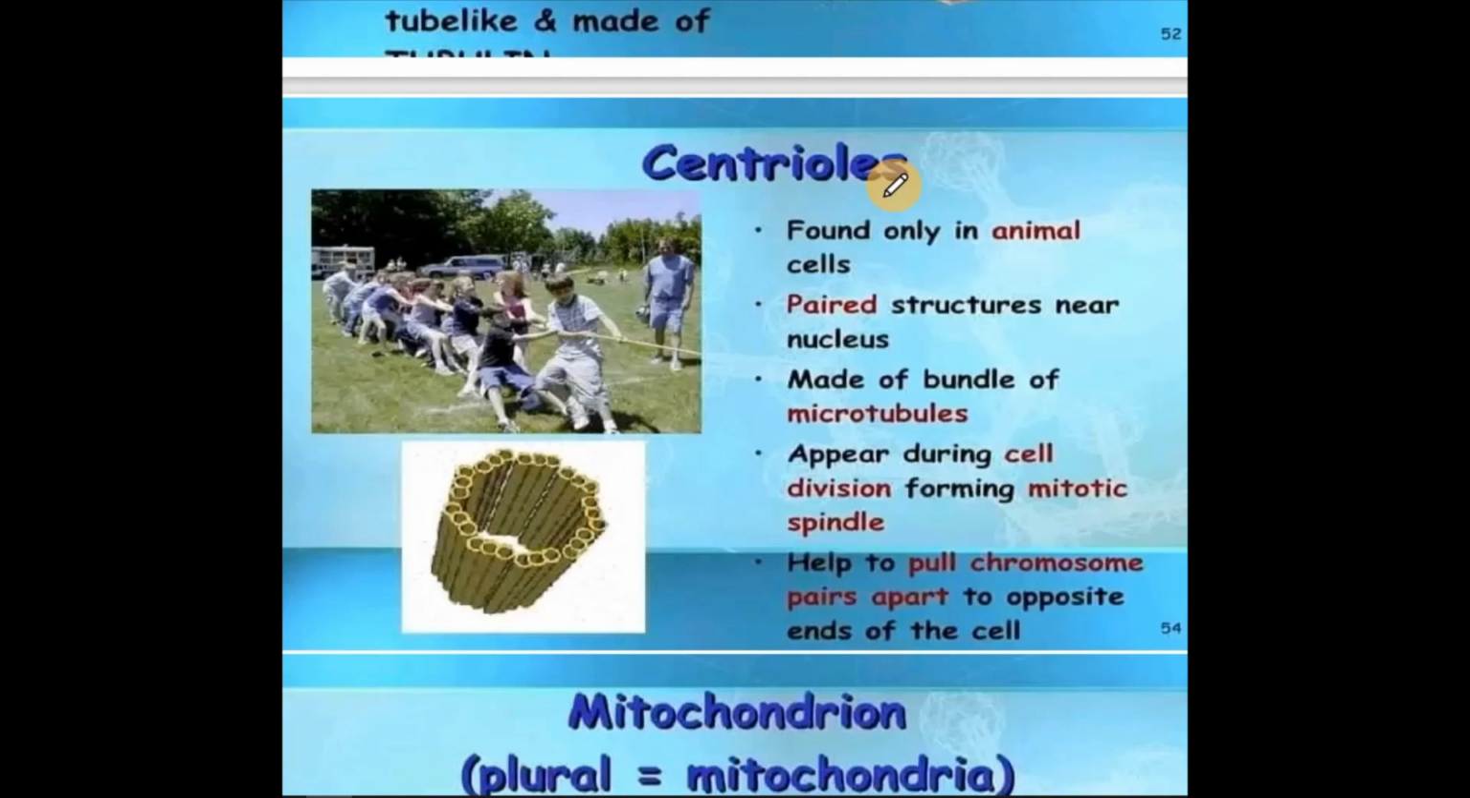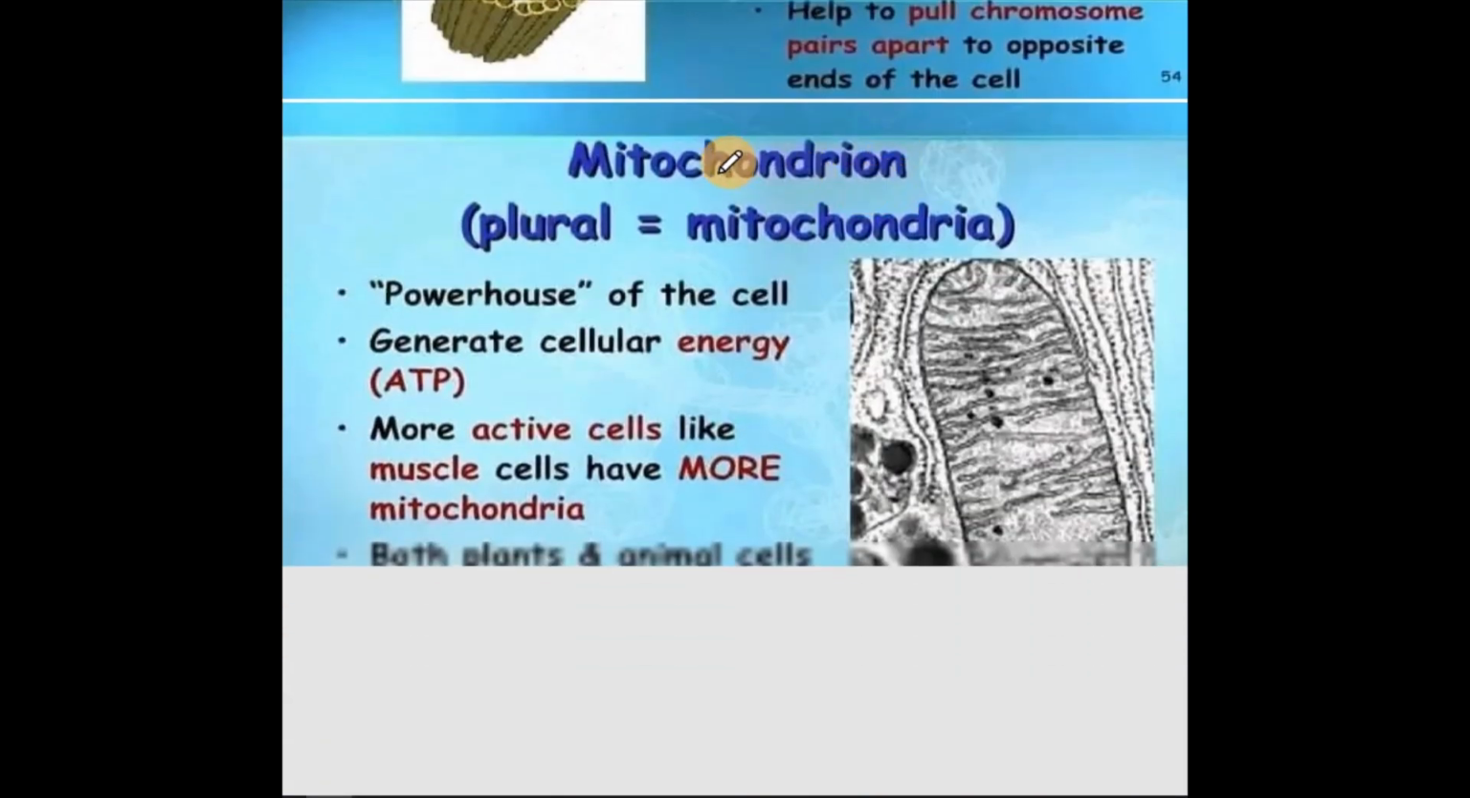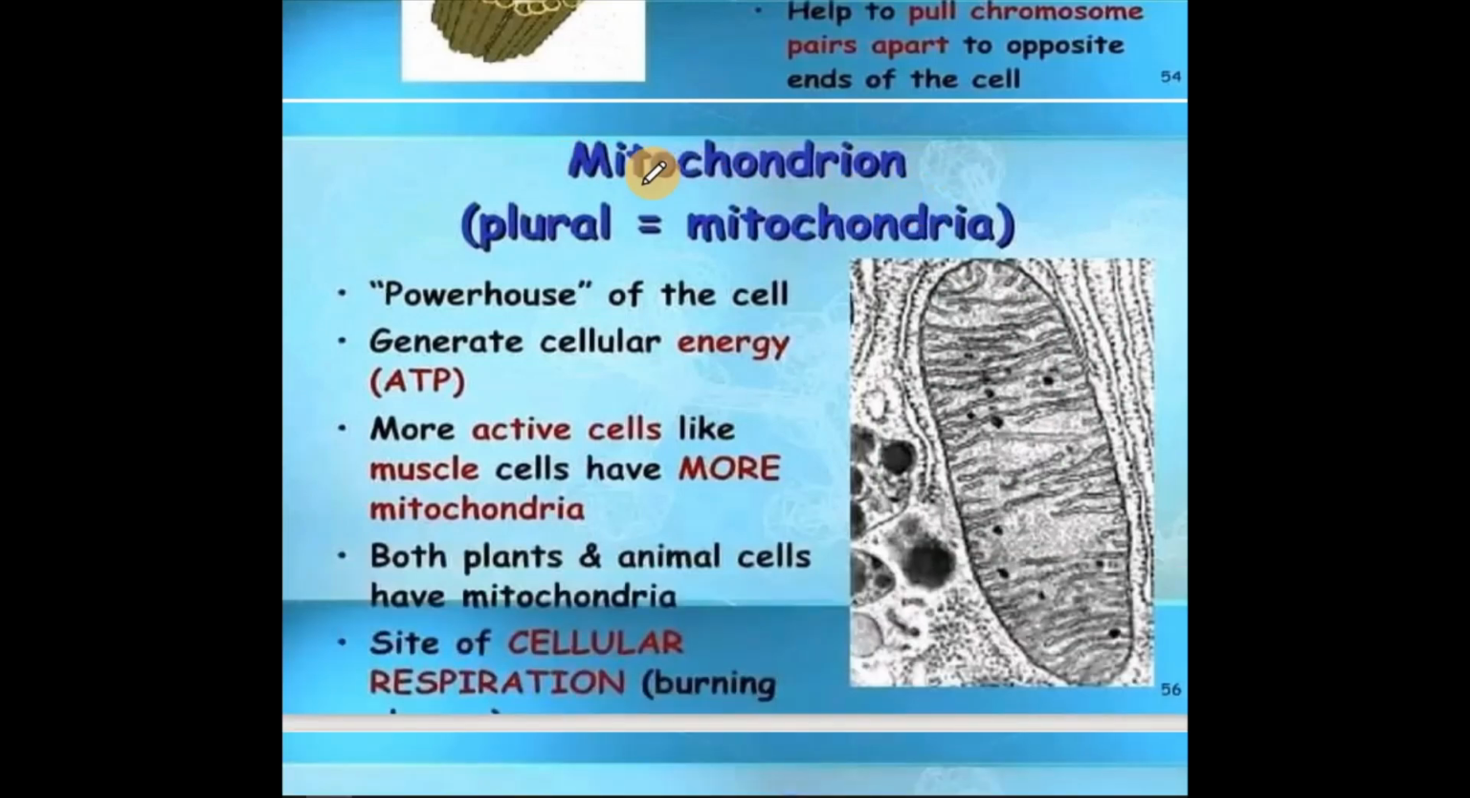That is the main role of the centrioles. The next one is what we call the mitochondrion. The mitochondrion, we say, is the powerhouse of the cell because it is the site where all the processes needed for energy production occur. They are the site for generation of cellular ATP, that is the stored form of energy in the body.